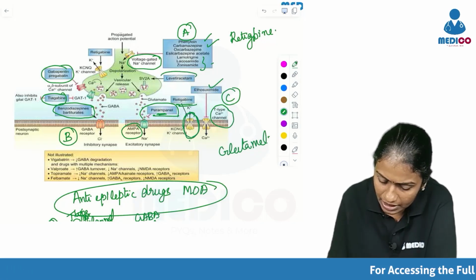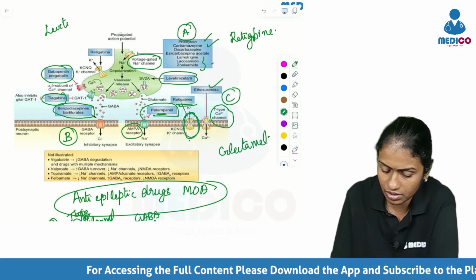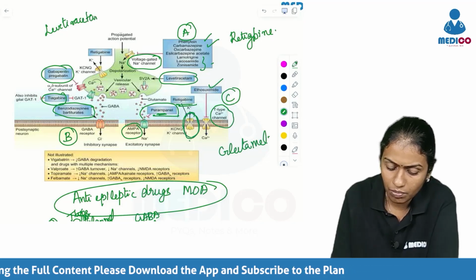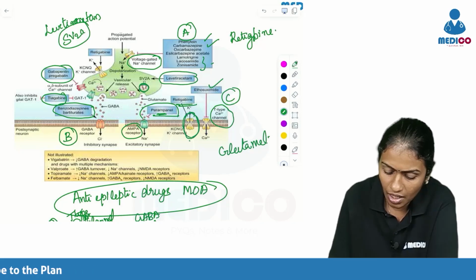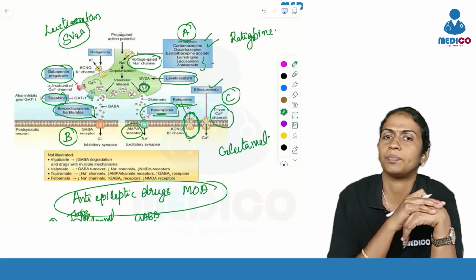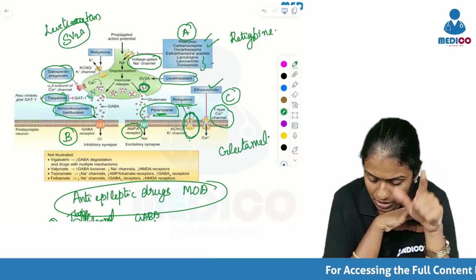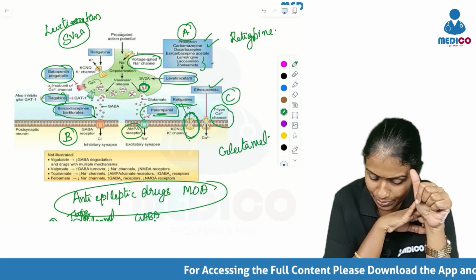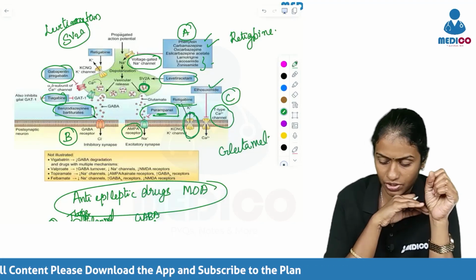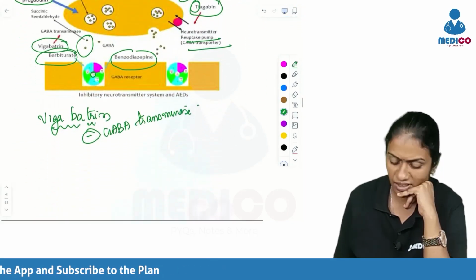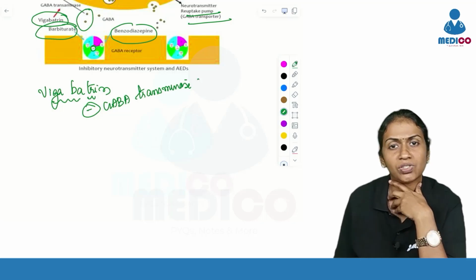Then a novel mechanism is by levetiracetam, which blocks the synaptic vesicle 2A protein present on the synapse, and brings about its anti-epileptic action. So retigabine, perampanel, levetiracetam, tiagabine, gabapentin, all these are newer anti-epileptic agents. And this is a very important chapter. Anti-epileptics as such is very important, and the image is also very important.